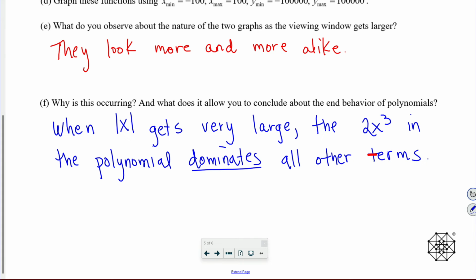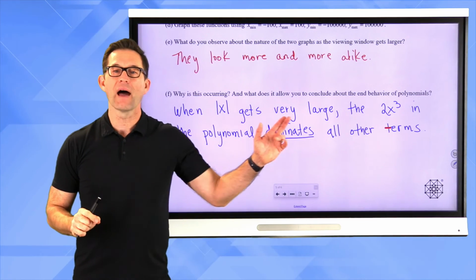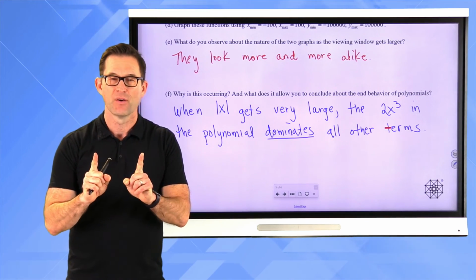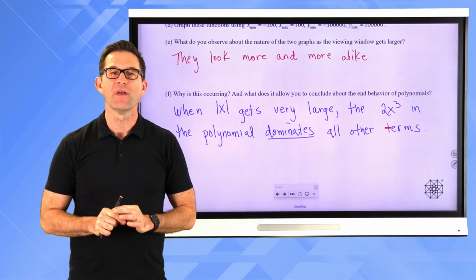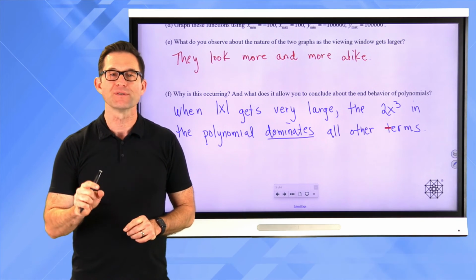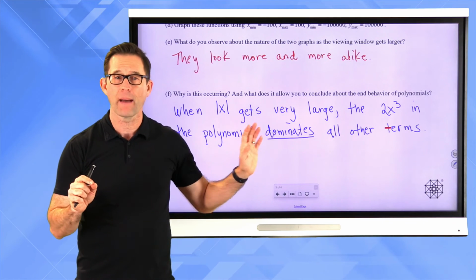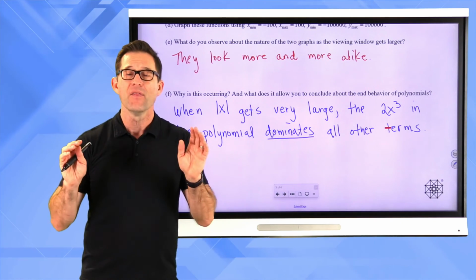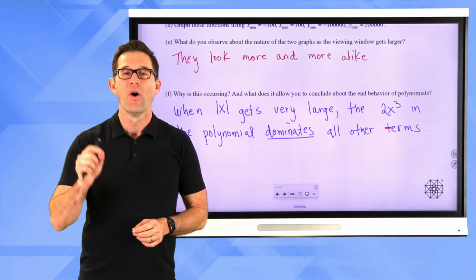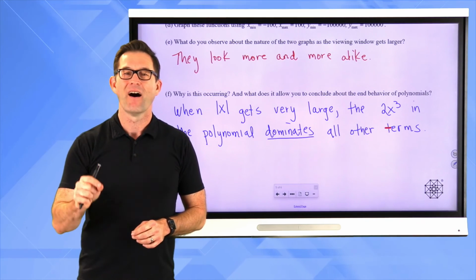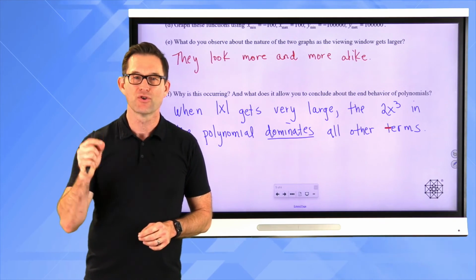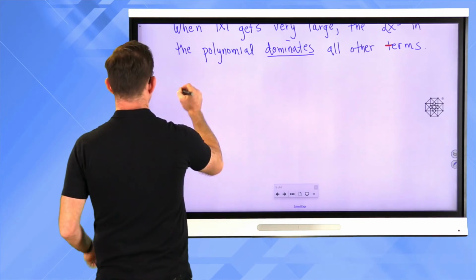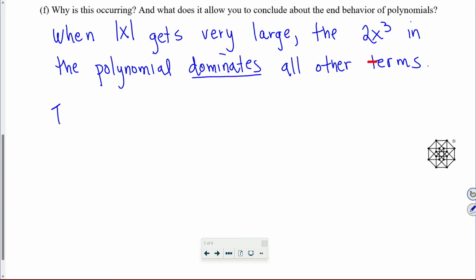All right? Now, what does this allow you to conclude about the end behavior of polynomials? It tells you that the end behavior of polynomials, the end behavior being what happens when x goes to infinity and negative infinity, only depends on its highest powered term. All right, so let's get that down.